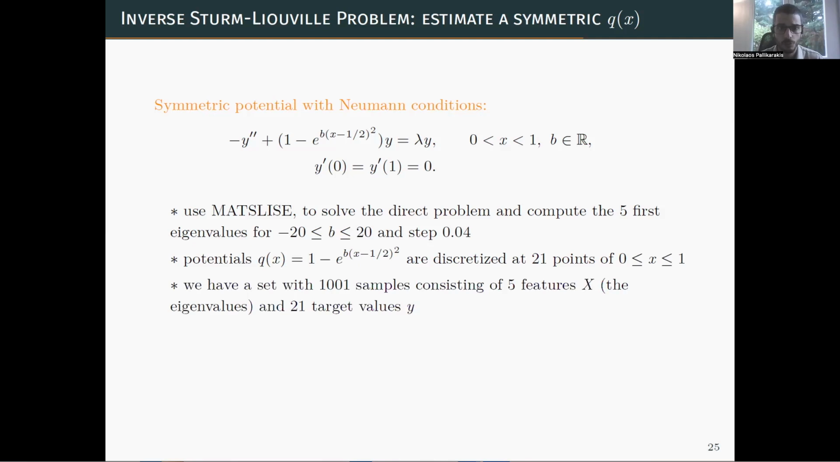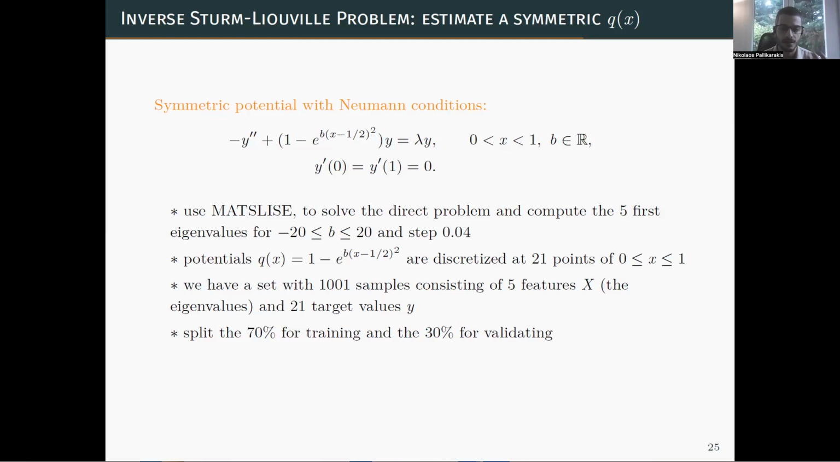So doing these two discretizations, we get a data set of 1001 samples, where the eigenvalue matrix X consists of 1000 samples and 5 features, 5 eigenvalues, while the target matrix Y consists of 1000 samples and 21 target values. So these are our X and Y's in the model. Then we randomly pick 70% of this data set for training, and then 30% for validating. This is a common practice. It's a common division in the data set.